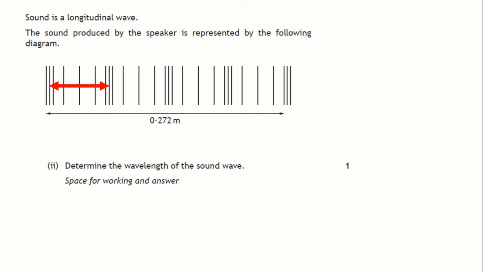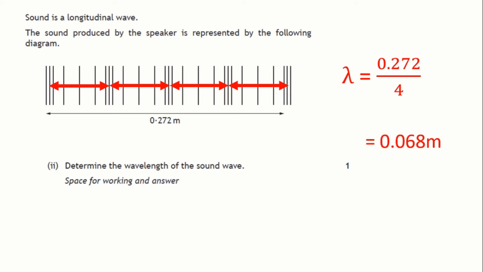So how many wavelengths do we have taking up the 0.272 meters? We've got 1, 2, 3, 4. This means that we've got 4 complete waves taking up that distance. So one wavelength is 0.272 divided by the 4 waves to give us a wavelength of 0.068 meters.